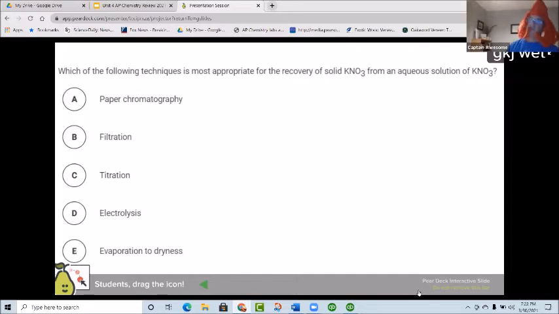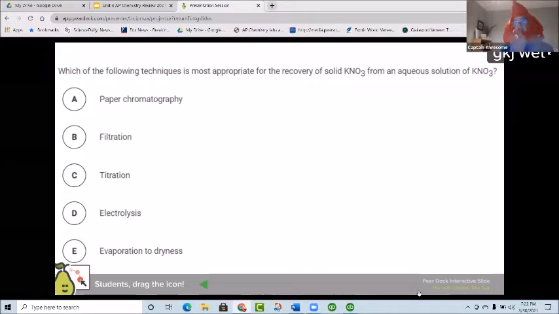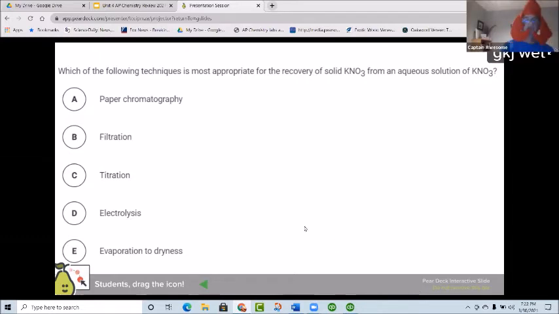Electrolysis is using electricity to split things apart, and that's not something we want to do. We don't want to separate the potassium from the nitrate. We want to actually get it together. So how do we get rid of all the water? You just evaporate it. You could either let it sit out for a long time or put it on a hot plate, but let the water go away. And what you would be left with is just the potassium nitrate.